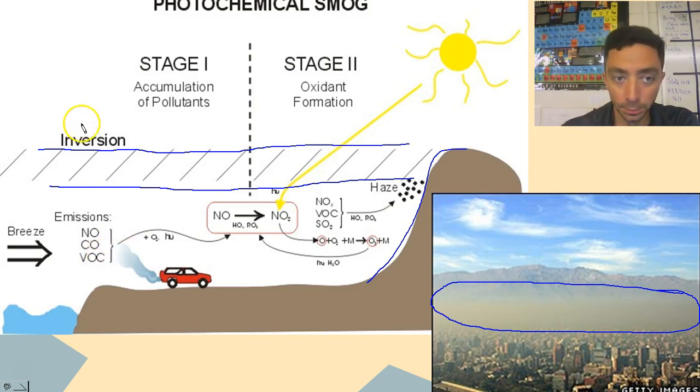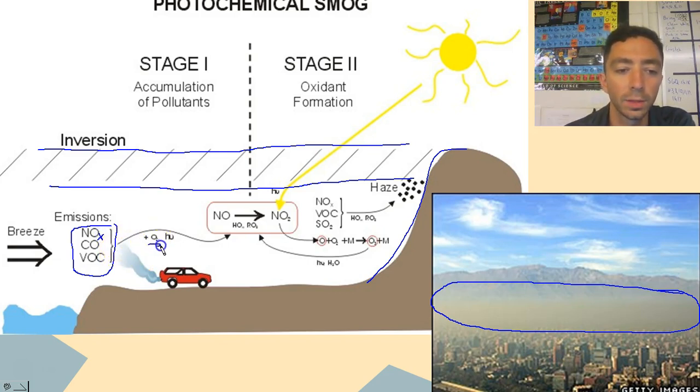And so typically what happens, we've got stage one, which is the accumulation of pollutants. This would be the morning and early afternoon. People are driving to work in the morning. They're producing a lot of exhaust in rush hour traffic. And throughout the day, they build up in this trapped inversion zone. And so these are the emissions that we're talking about. This is NOx, any of those nitrogen oxides.